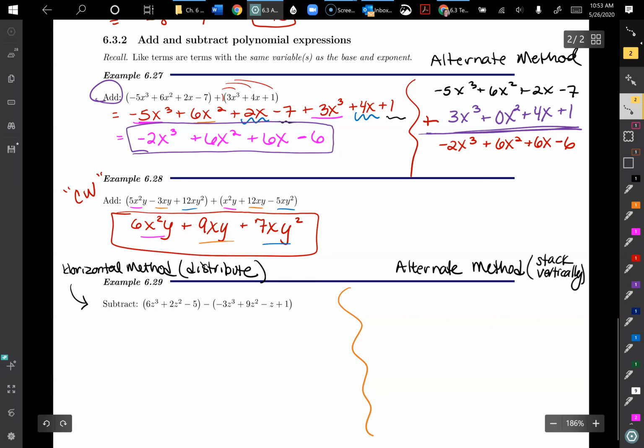Now let's look at example 6.29. I'm going to show you first the horizontal method where we distribute that negative, and then the alternate method is stacking vertically where we change signs to opposite on the second expression we put down, because we are subtracting these. So we can just remove the parentheses on the first expression, but this second one says negative all this stuff. So don't forget to distribute that negative.